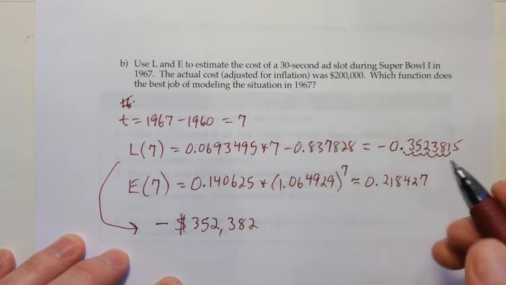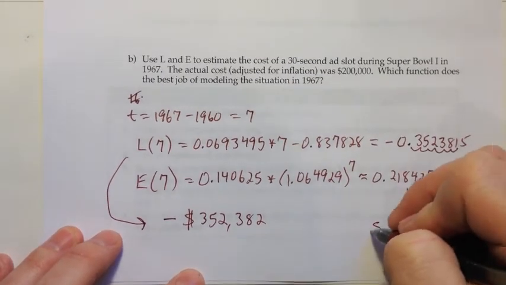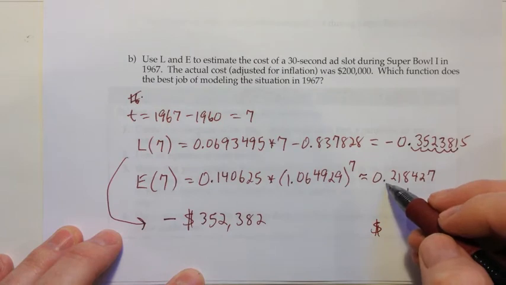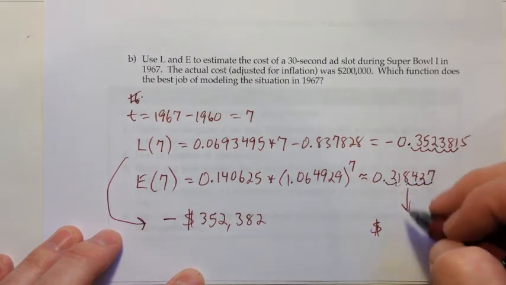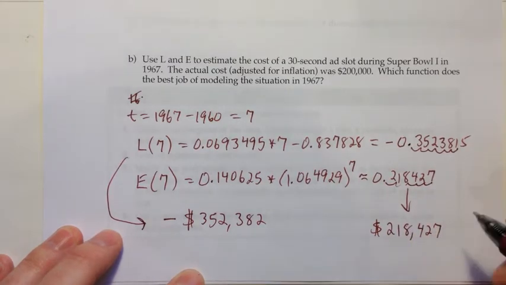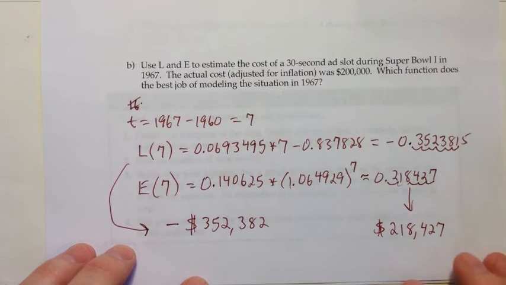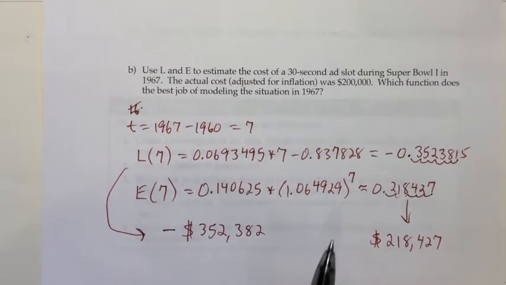So I'm going to guess for the linear one, negative $352,382. And for the exponential one, you move the decimal over 6 spots when you multiply by a million, so 1, 2, 3, 4, 5, 6. That's going to be $218,427. So the linear equation is predicting that an ad for the first Super Bowl didn't actually cost you money, that you were paid $352,382 to put an ad on.